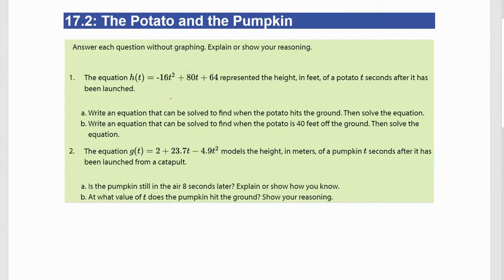So yeah. Okay, so 17.2, the potato and the pumpkin. So I think we're doing some pumpkin chunking and maybe some potato launching. Who knows?